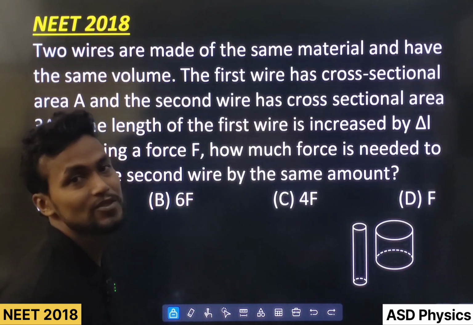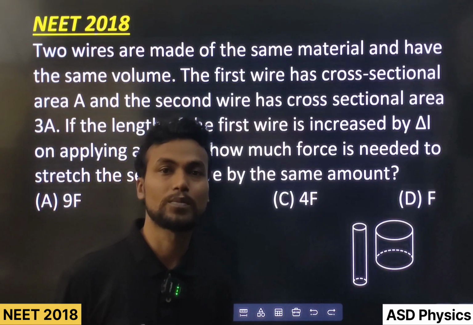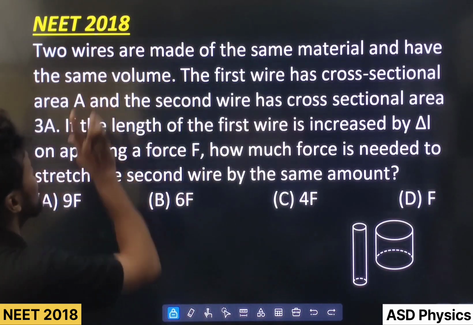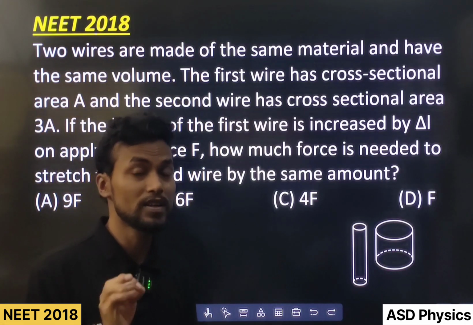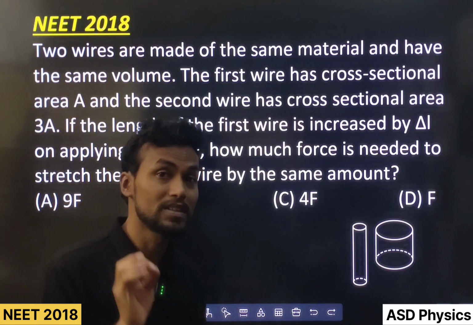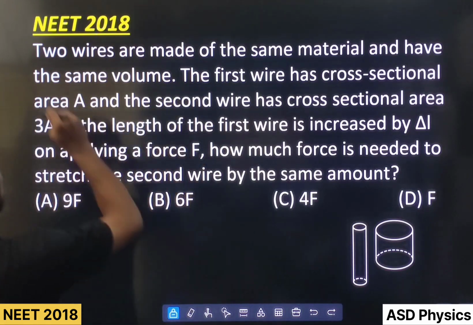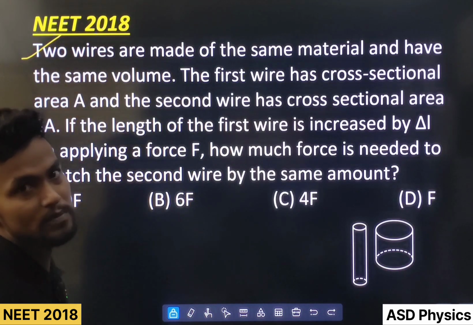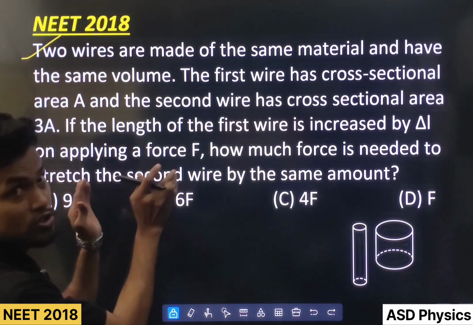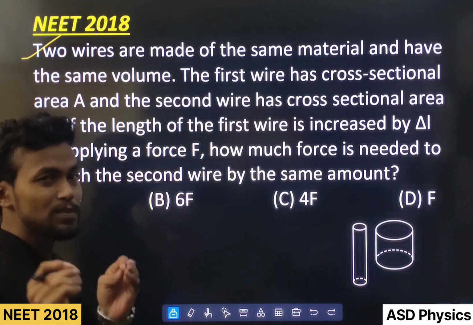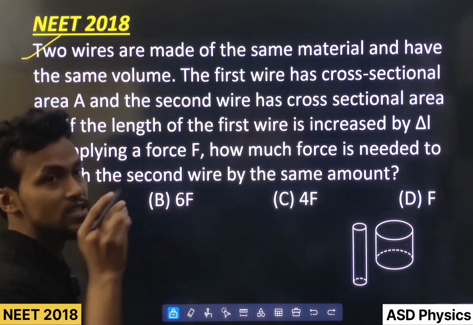Students, in this class we are going to solve a question on the mechanical properties of solids. It is a NEET 2018 question. Very important chapter. The chapter is small but still very important, because sometimes this kind of question comes in the exam. So let's see the question. The question looks bigger, but the concept is very simple. Just focus on the question.